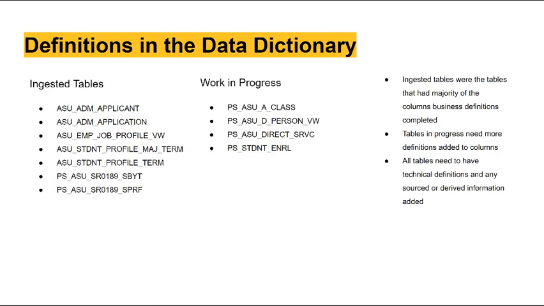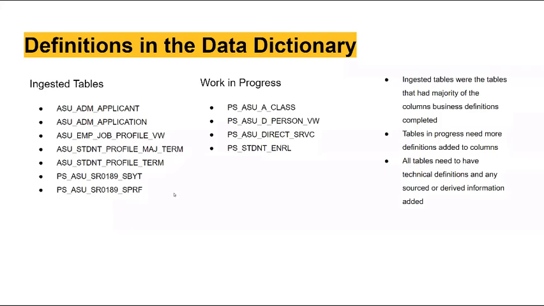Definitions in the data dictionary. So right now, these are the tables that we have ingested with definitions for some of the columns into the data dictionary. We are working on these tables actively. We worked again with Josh Johnson to pick these tables out. These were the most used tables, most important to people.